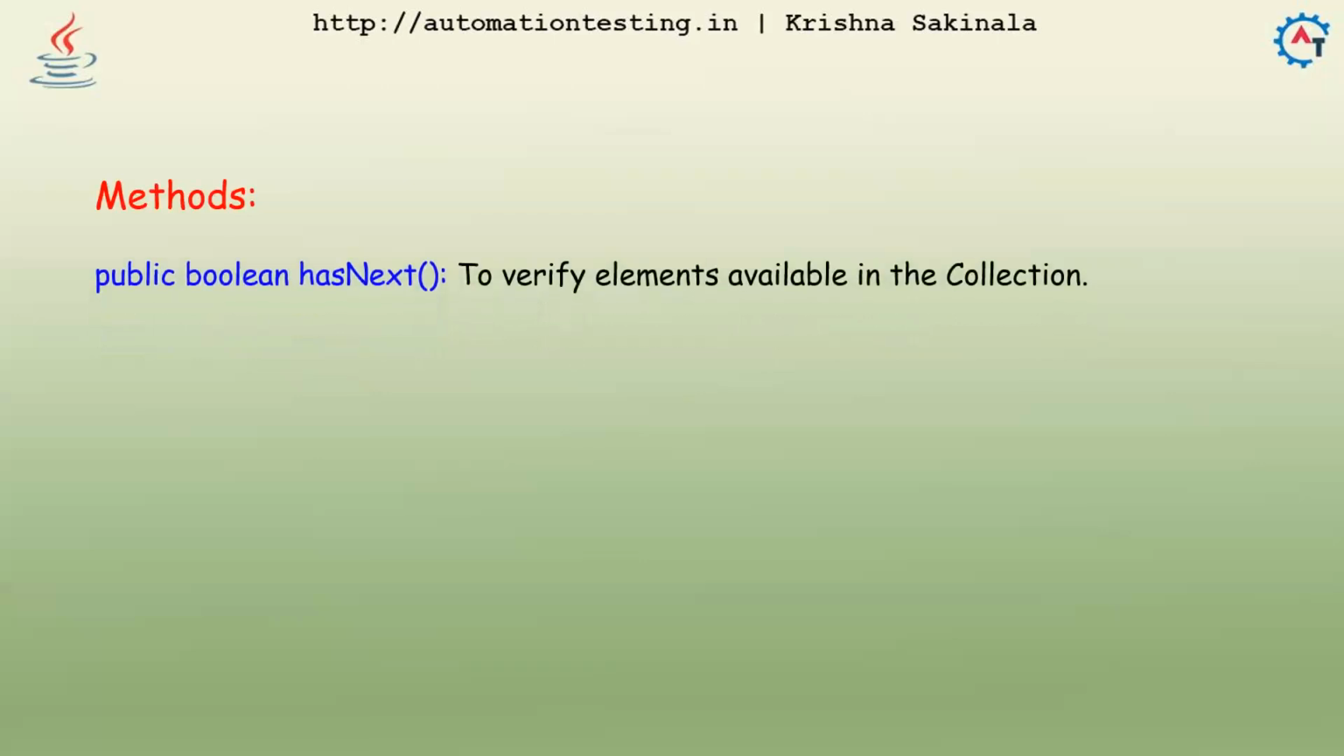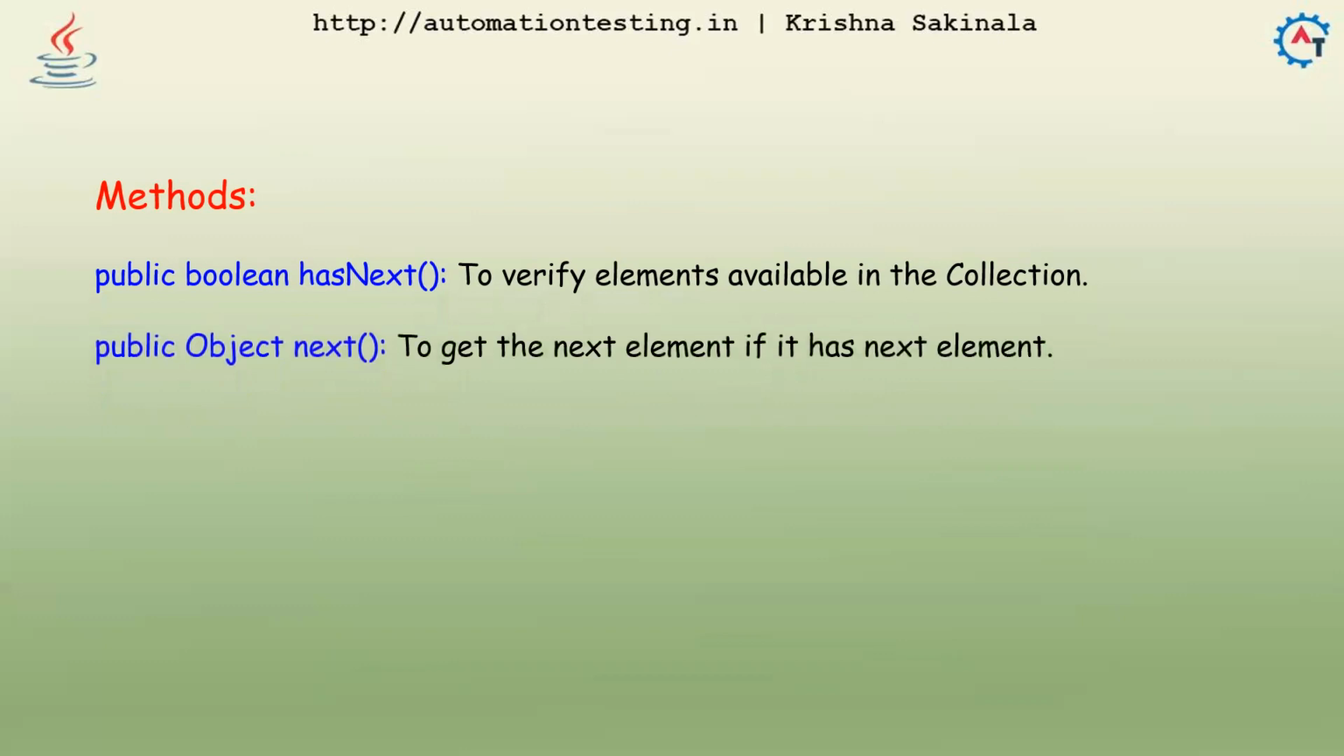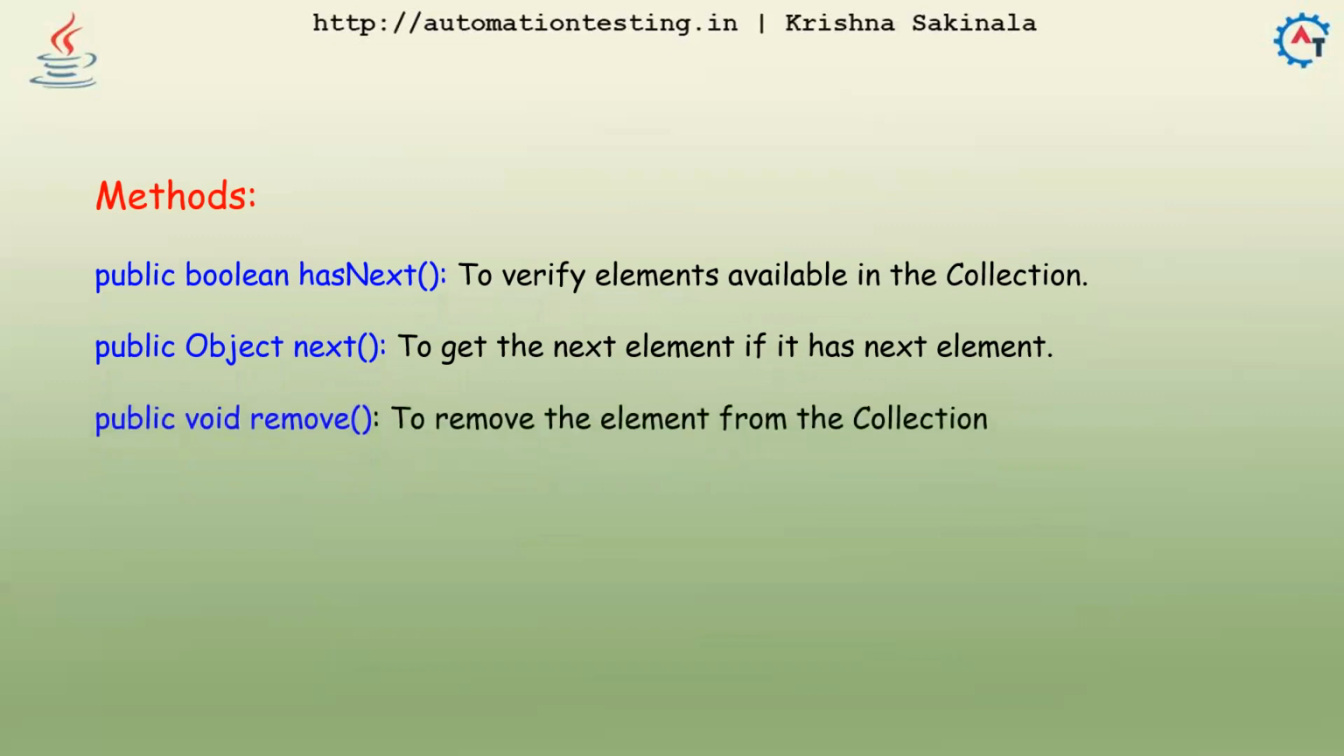And what are the methods available in this? public boolean hasNext() to verify whether elements are available in the collection. public Object next() to get the next element if it has a next element. In our previous video, we saw hasMoreElements and nextElement, which are bit lengthy names, but here they are simply hasNext and next, short and simple names. Apart from that, public void remove() removes the element from the collection. That is the extra method in iterator.